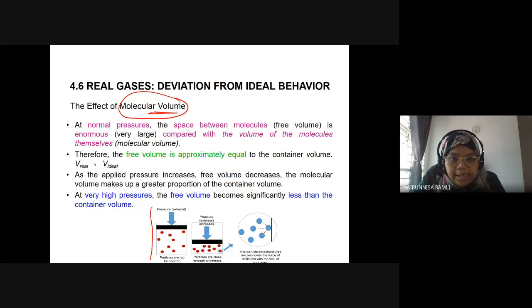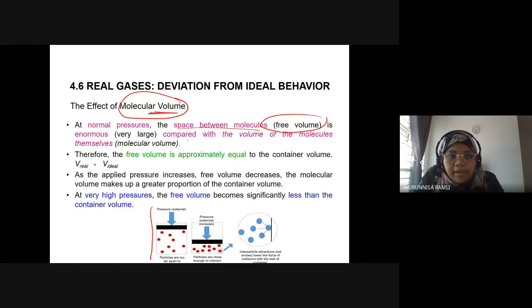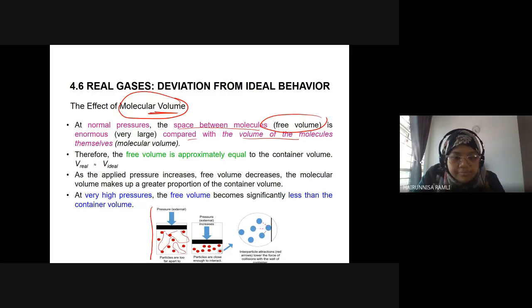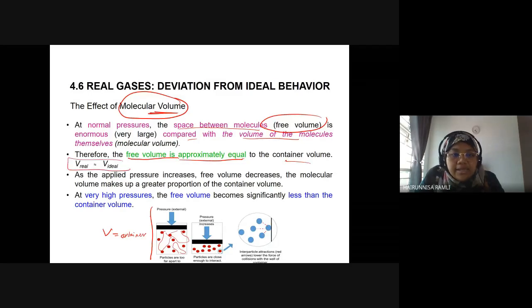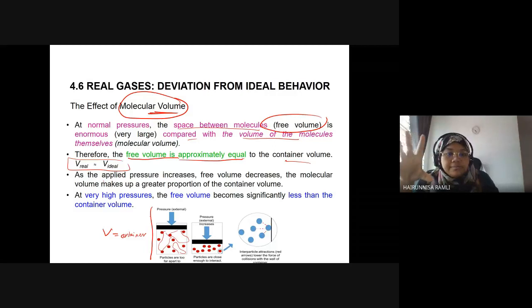So here, dia kata kat sini, the space between molecules, or we call it free volume, is enormous or very large compared with the volume of the molecules themselves. Maksudnya, tadi kan kita kata yang warna putih ni, ruang kosong tu, kita panggil dia free volume. Sangat-sangat besar sampai sebenarnya you boleh abaikan volume of the particles. So that's why PV=nRT, volume yang you ambil adalah volume container. Kan? Okay, so therefore the free volume is approximately equal to the container. Kan? So that's why V, in this case, normal pressure, kita masih pakai V real is equal to V ideal. Sama kan?